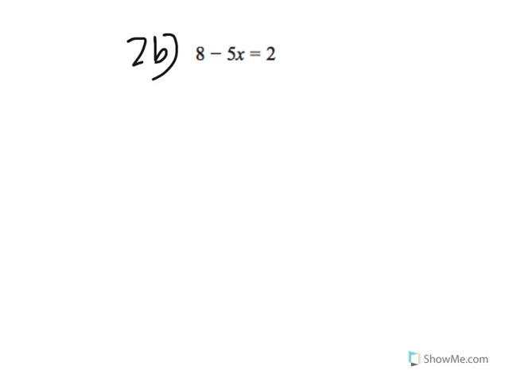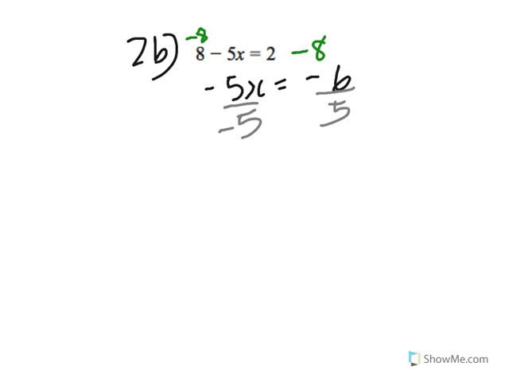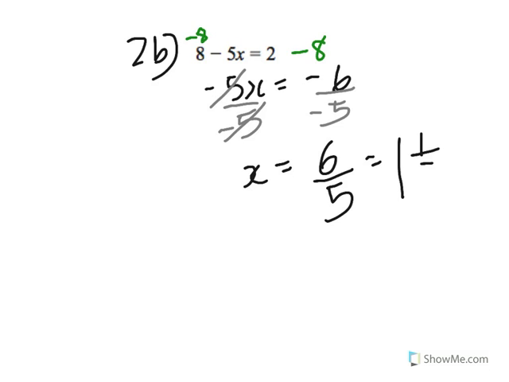Alright, 2b, you're being asked to solve for x. First of all, we want to get x alone. So how do we do that? We get all the numbers on one side. Let's get all the numbers on the right-hand side. To do that, we subtract 8 on both sides. We're going to get negative 5x is equal to 2 minus 8, which is negative 6. Then divide by negative 5 on both sides. So these cancel, and we're going to get x is equal to negative 6 over negative 5, which is 6 over 5, which in a mixed fraction would be 1 and 1 over 5.